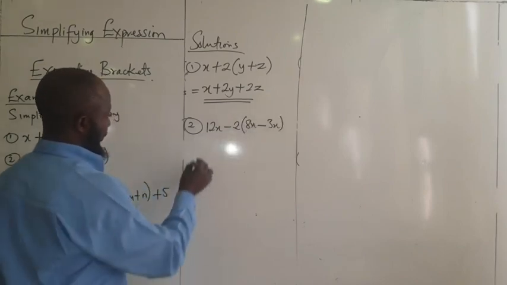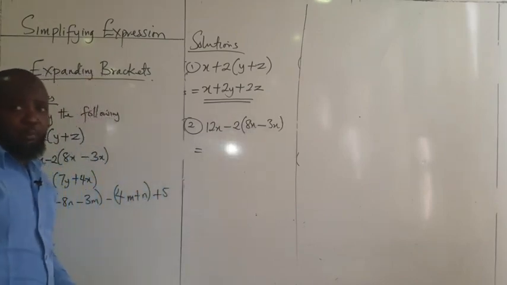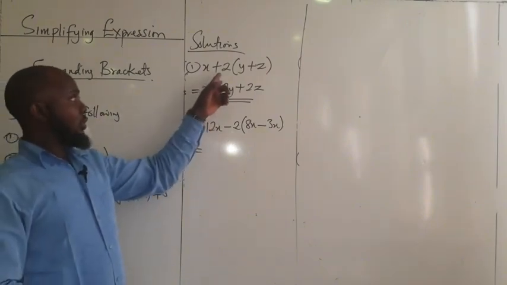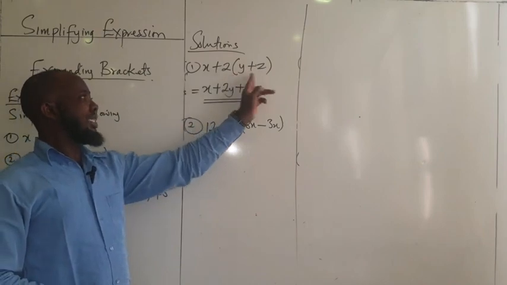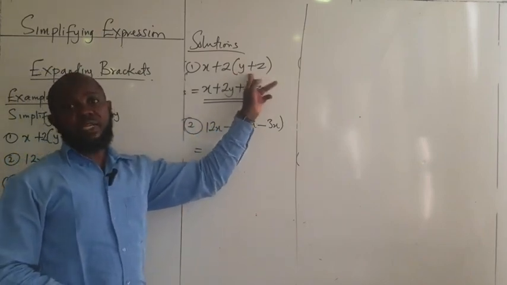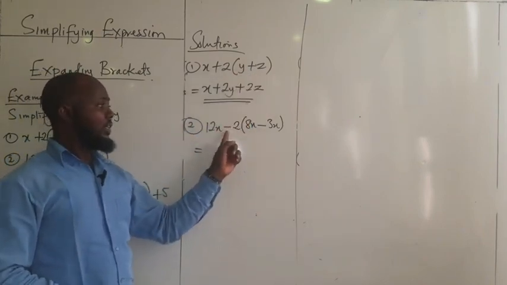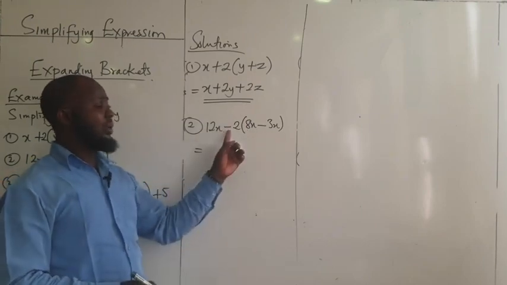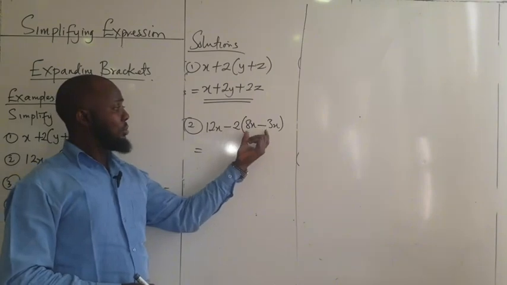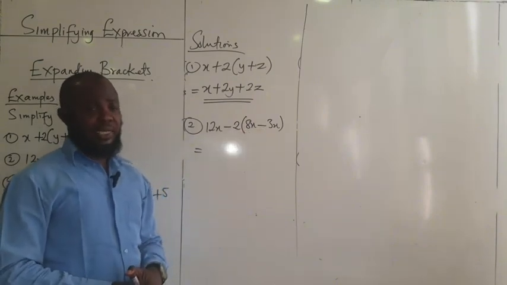Then for the second one, we have 12x minus 2 into bracket 8x minus 3x. The same thing will also happen here, but it is quite different from the first. That one is plus. The plus will not change any signs inside the bracket. But because of this minus, the signs inside the bracket will change, because we are using the minus alongside the 2 to multiply everything inside the bracket.